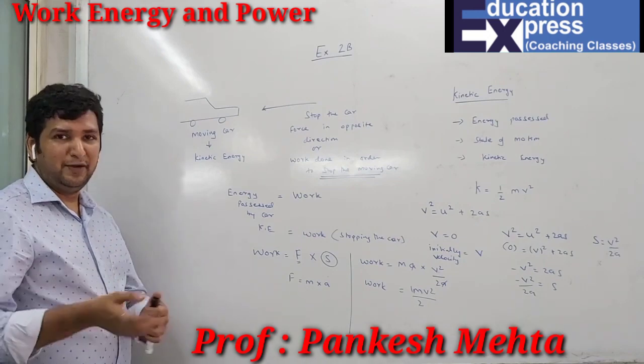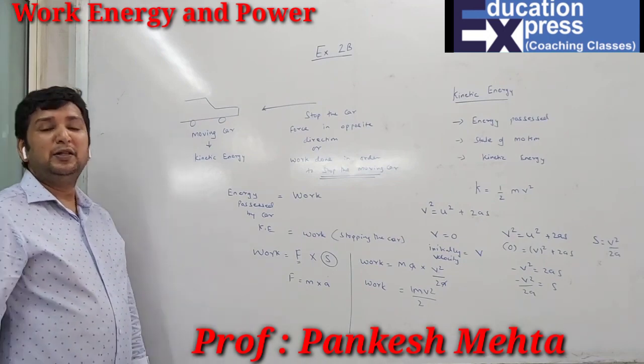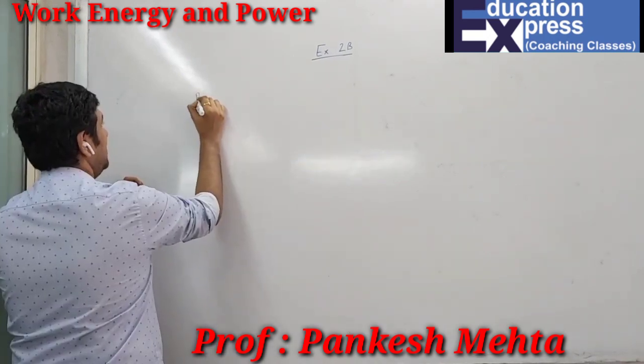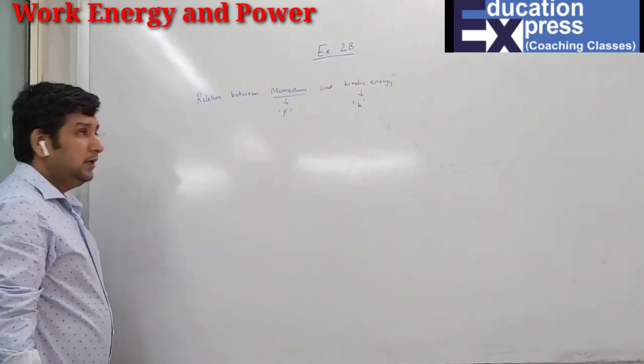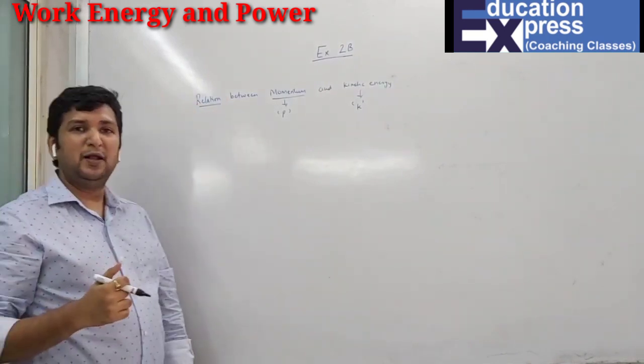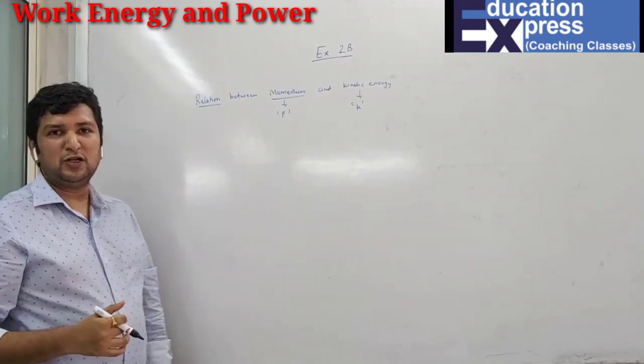Now there is one more derivation, that is the relation between the momentum and kinetic energy. Now students, we will be learning the second relation. First we have learned how to derive K equals half mv square.